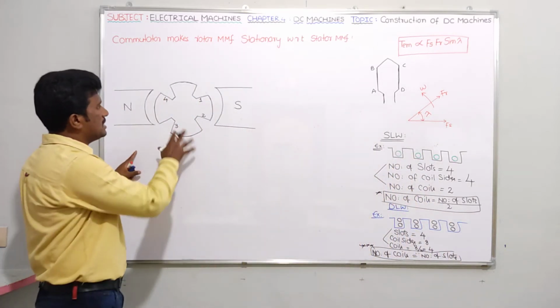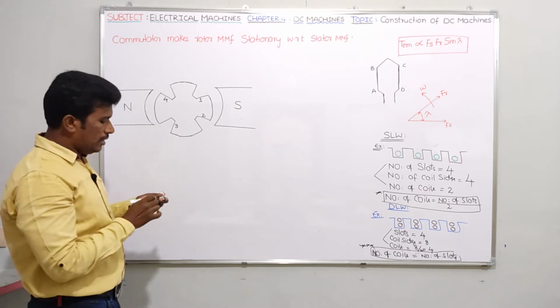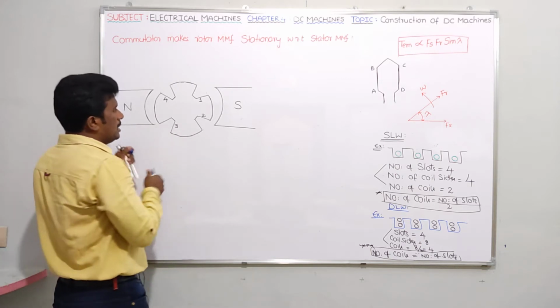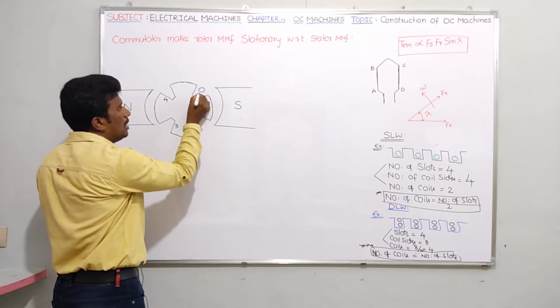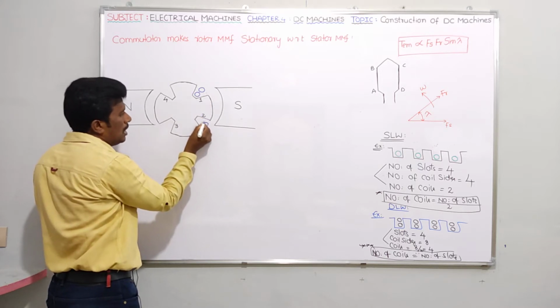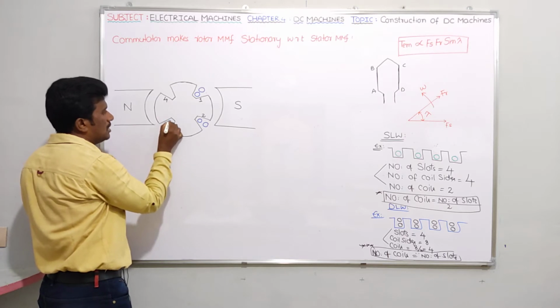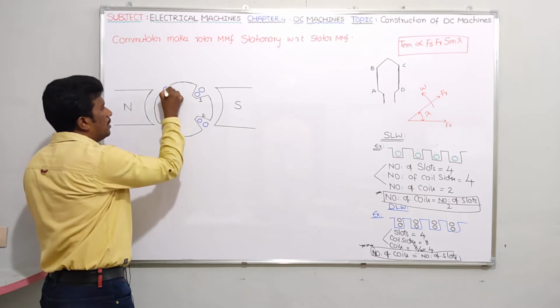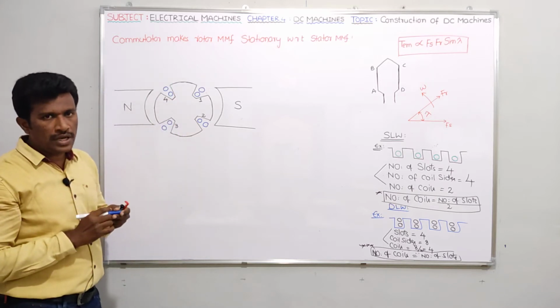Now I am going to take a double layer winding in this example. That means in each slot we have to place 2 coil sides, one in the top layer, another in the bottom layer. Is it clear, guys?